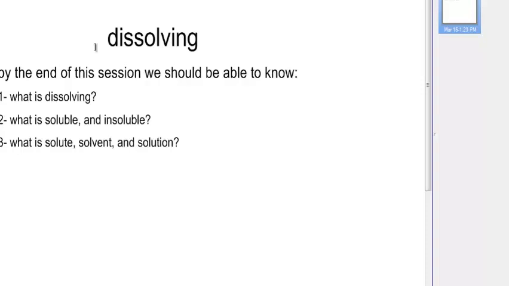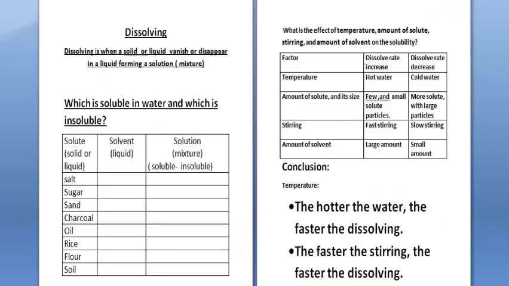As we took this session in the science lab using this investigation sheet, we said that dissolving means when a solid or liquid vanishes or disappears in another liquid, like for example sugar in water, it just dissolves, vanishes and disappears. Salt in water, it just dissolves, and so on. When the solid dissolves or disappears in the liquid, we give this solid the name of soluble solid or soluble solute.